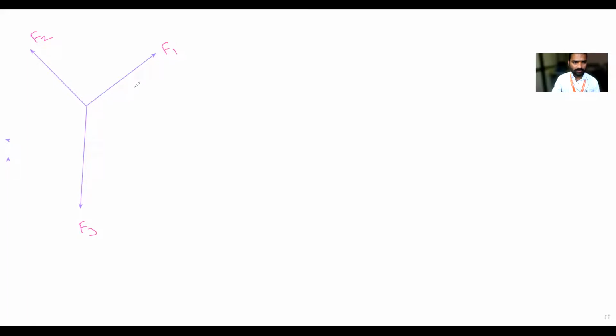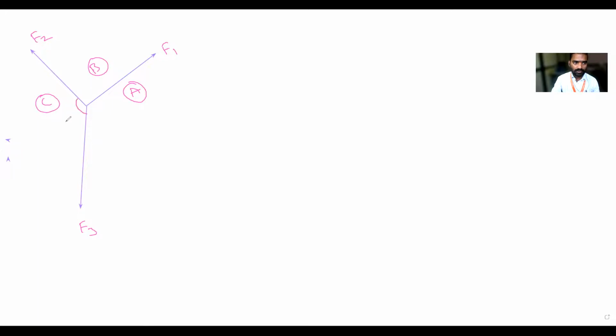What is Bow's notation? It should be represented by which letter? Encircled capital letters. I will take this as A, this as B. The F1 force is AB. I will take another force F2; the F2 force is BC. And what about the F3 force? It is CA.